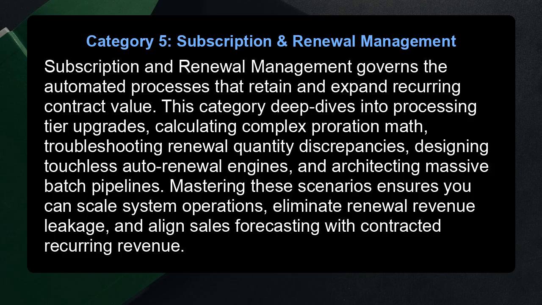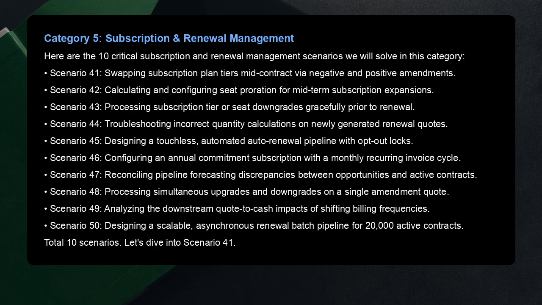This category deep dives into processing tier upgrades, calculating complex proration math, troubleshooting renewal quantity discrepancies, designing touchless auto-renewal engines, and architecting massive batch pipelines. Mastering these scenarios ensures you can scale system operations, eliminate renewal revenue leakage, and align sales forecasting with contracted recurring revenue. Category 5. Subscription and Renewal Management. Here are the 10 critical subscription and renewal management scenarios we will solve in this category.